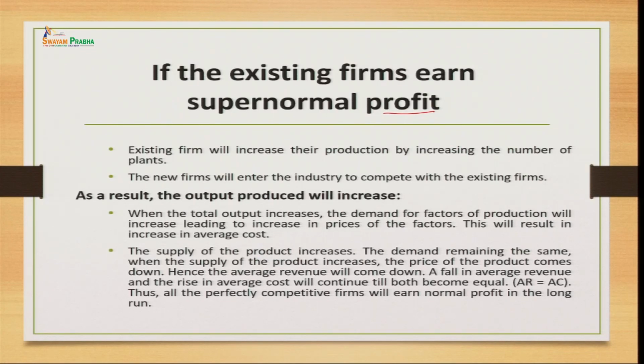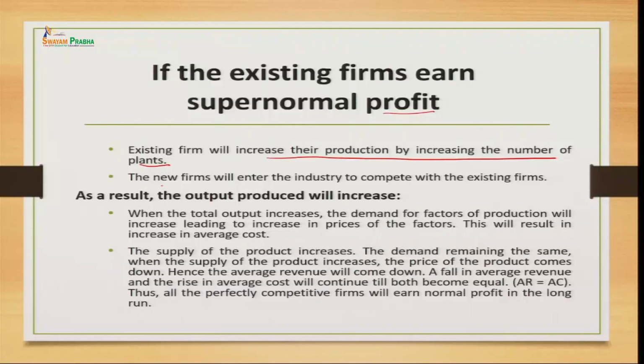Now what will happen? The firms which were earning supernormal profit in the short run will increase their production by increasing the number of plants. Definitely, if you are earning well in your business, you will always try to expand the size of your business and you want to make it bigger, right. So, the firms which were operating in the short run and were earning supernormal profit will increase the size of their business, they will expand their capacity and they will try to make their business bigger.